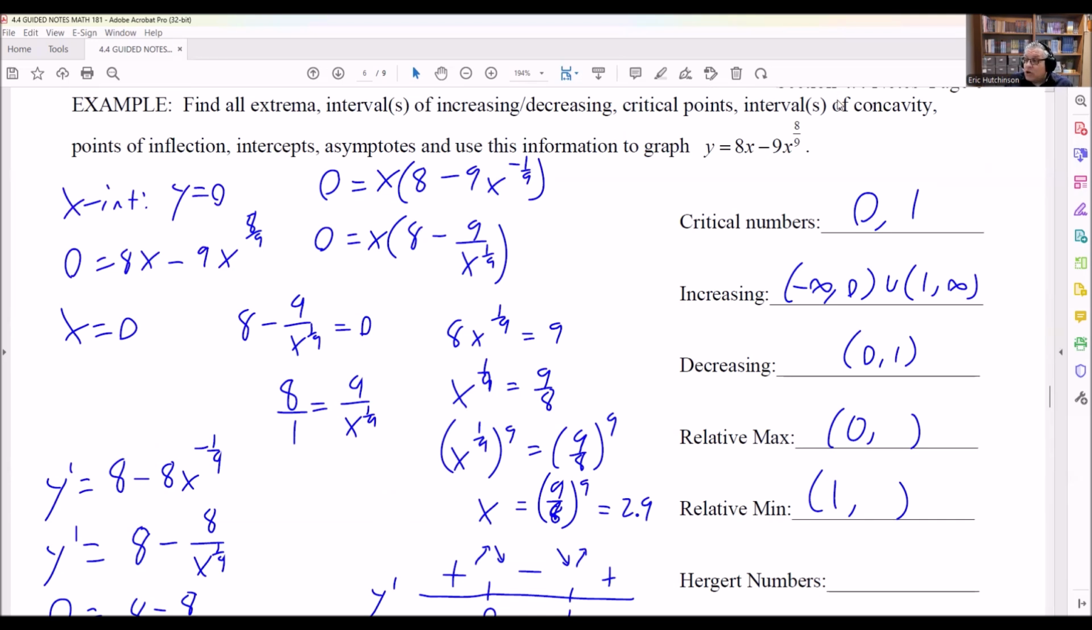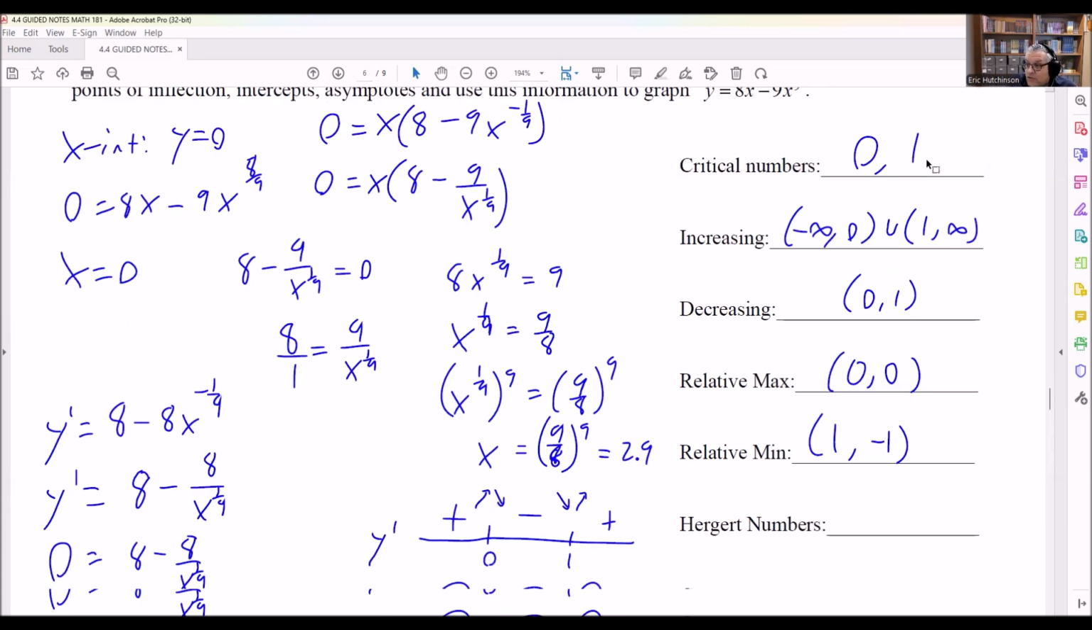So 0, we can put in here and 0 for both of those. We're just going to get a 0 for the relative max. And then for the relative min, we put 1 into each of these. We get 8 minus 9. That's going to be -1 we put in there. And so that is going to be the relative min. Okay, so we use the first derivative for that.